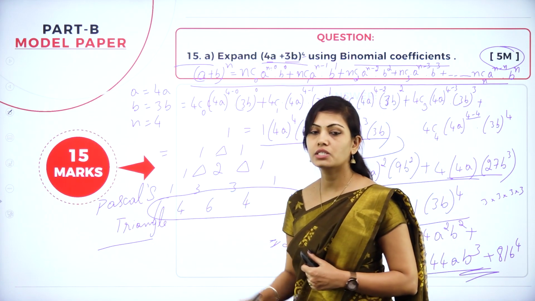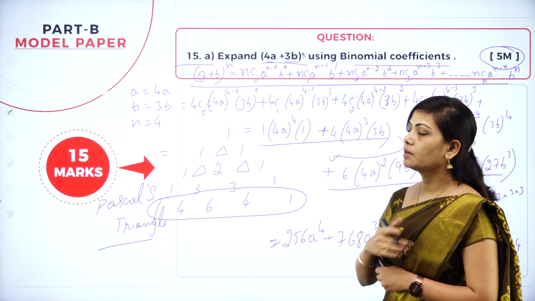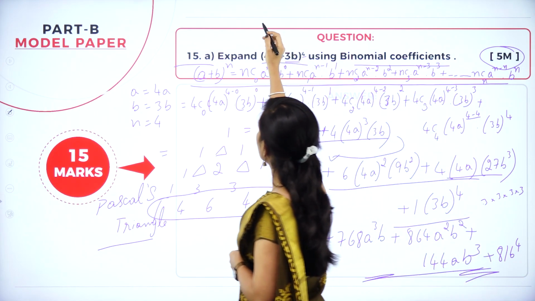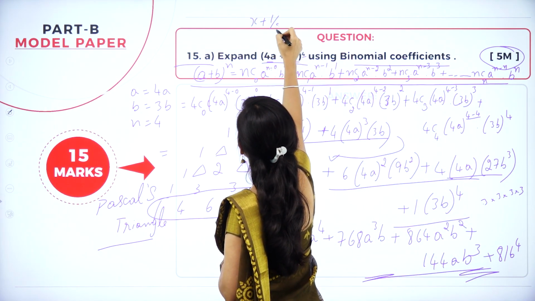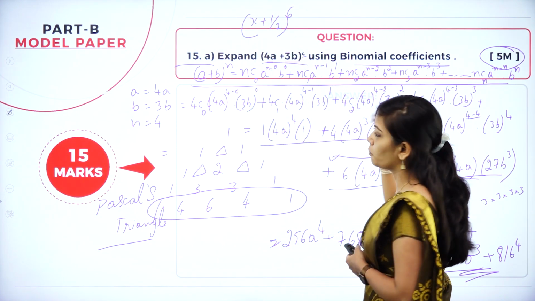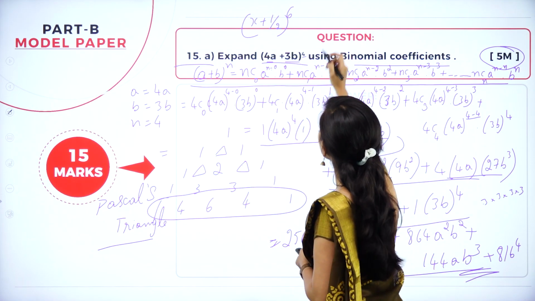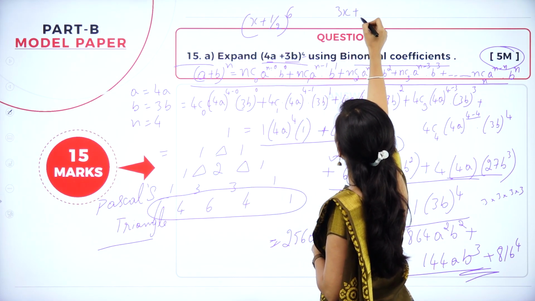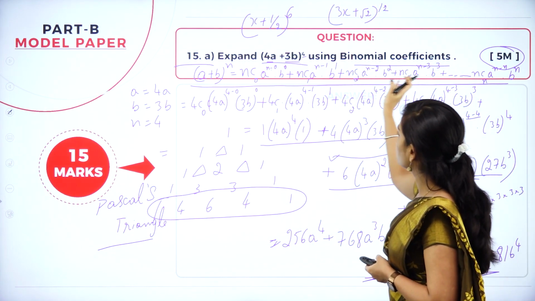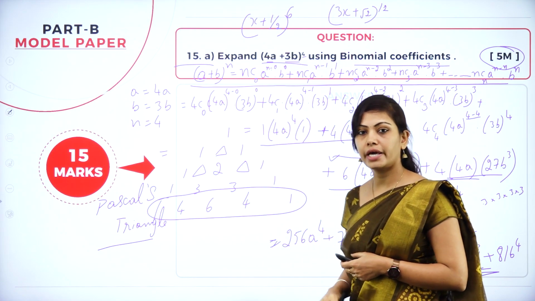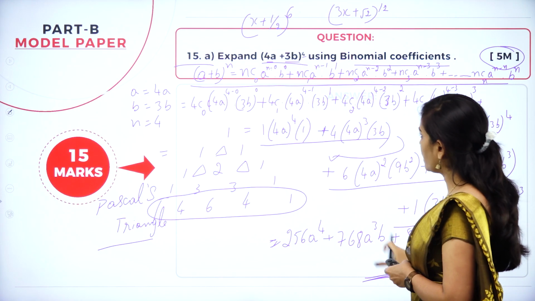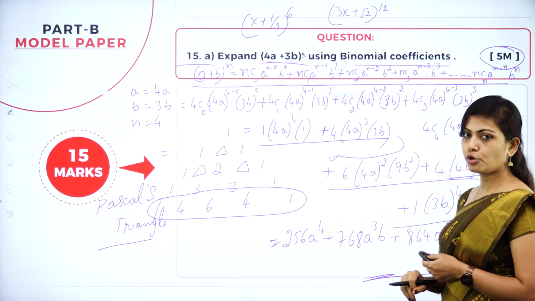Please use this Pascal's triangle. Easily you can simplify the big value of n. Clear? Sometimes you will get a fraction, for example x plus 1 by 2 power 6. You can simplify this by using this formula and Pascal's triangle. And 3x power root 2 power 12, you can simplify this by using this formula and Pascal's triangle. Very simple concept. Please use this Pascal's triangle and simplify this. Expand the term using binomial coefficients.